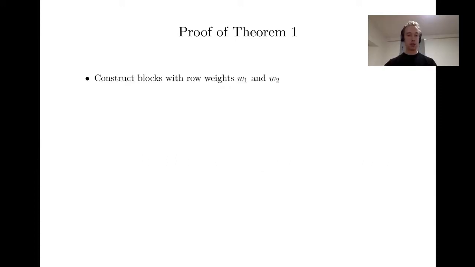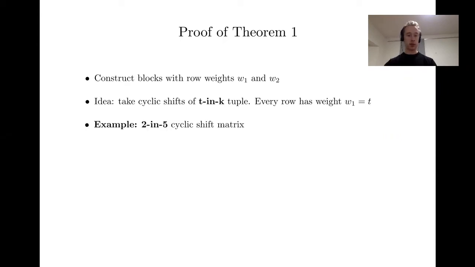We must construct blocks with row weights W1 and W2, as in the diagram on the previous slide. One idea to accomplish this is to take cyclic shifts of the T and K tuple. Every row in this case will have weight T. For example, in the case 2 and 5, we get the following cyclic shift matrix. We take the tuple of 2 ones followed by 3 zeros and shift it down one row at a time until the matrix is filled.